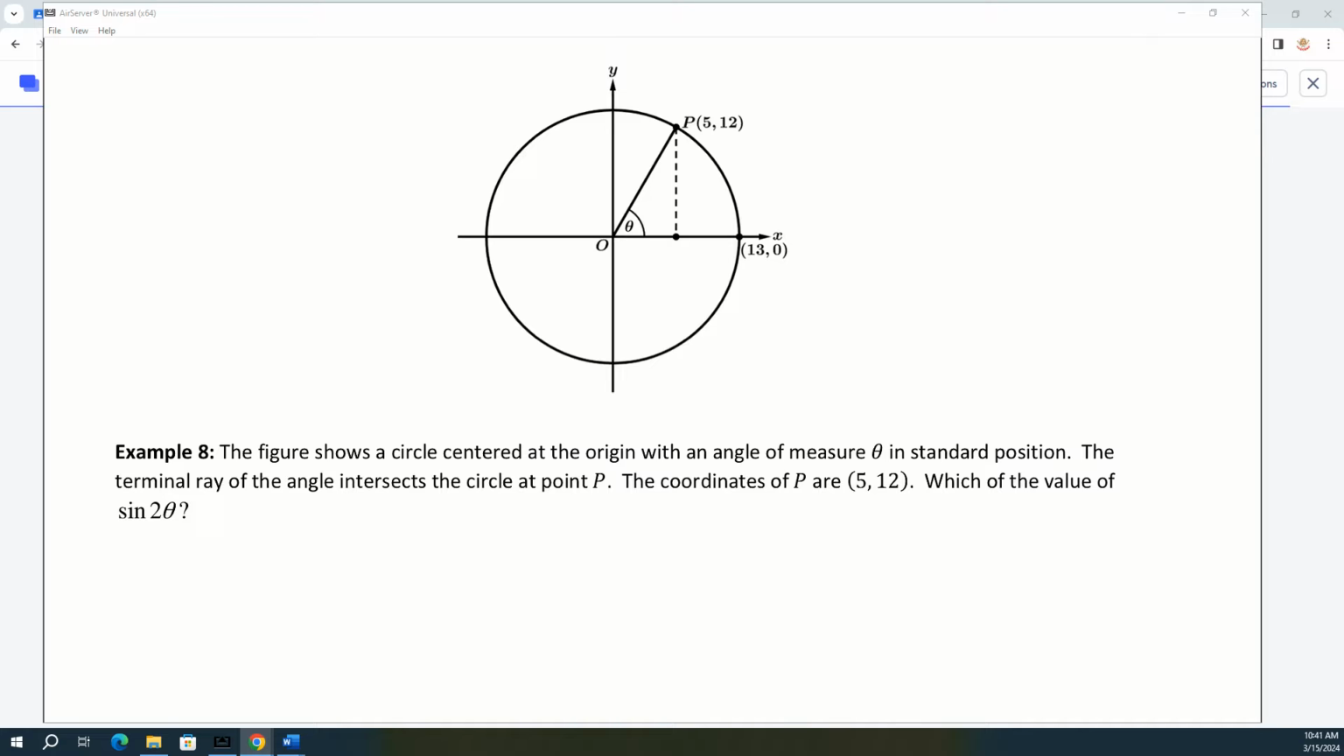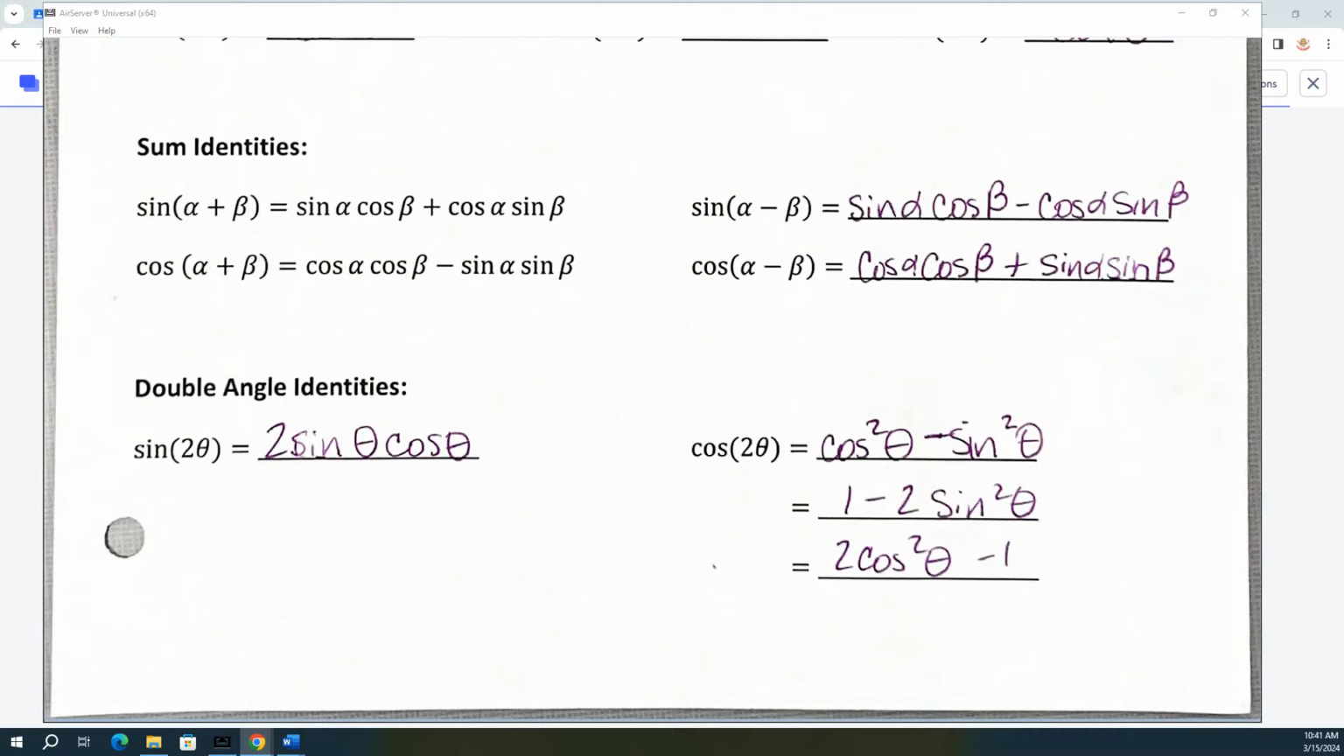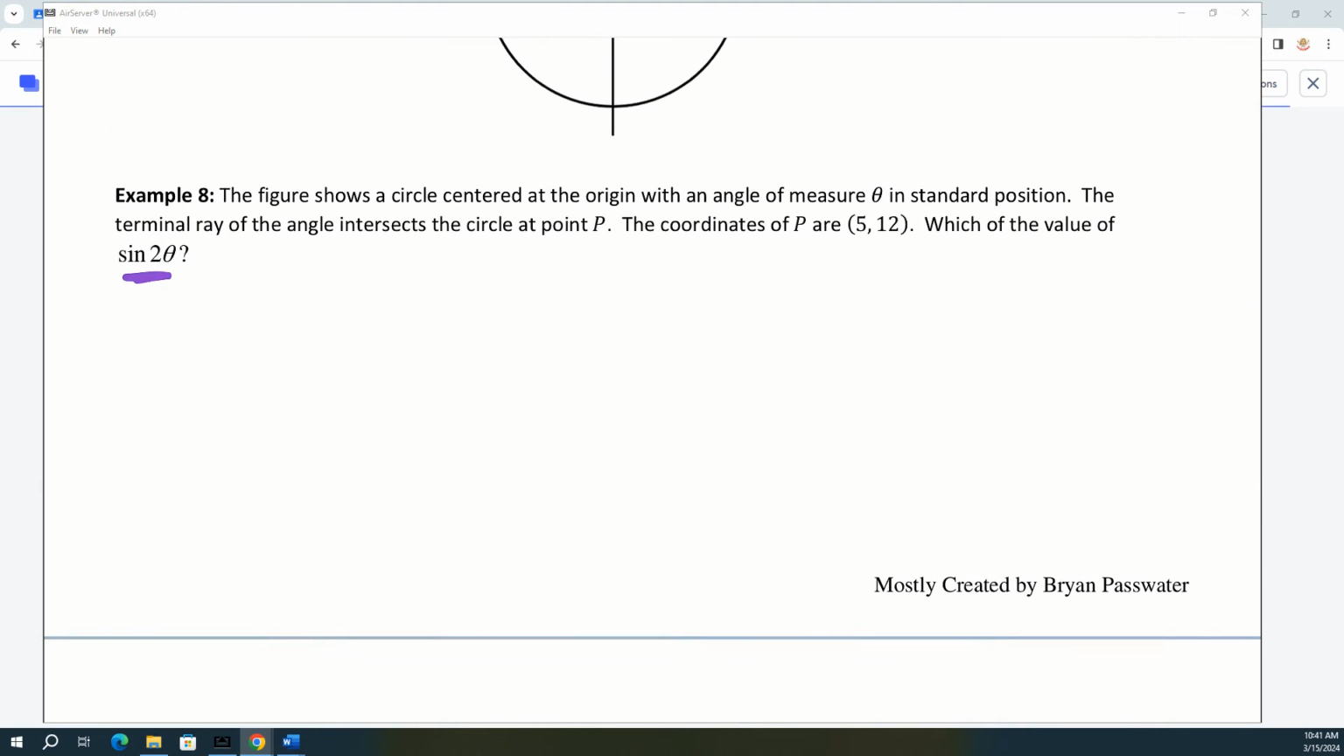The radius is 13. So we're going to use this circle and point to find the sine of an angle that is twice as big as theta. We're going to use the double angle formula for sine, which some of you know, some of you don't. It's okay. We're going to jot it down. The sine of 2 theta is going to be equal to 2 sine of theta cosine of theta.